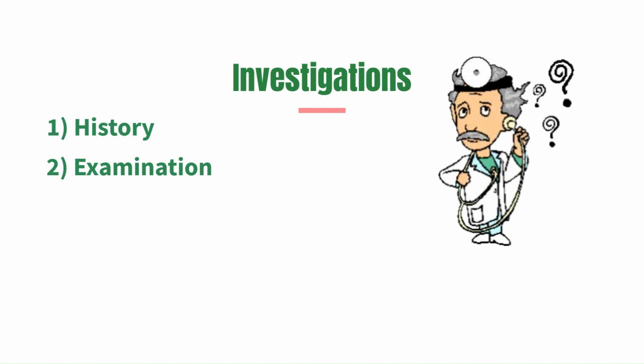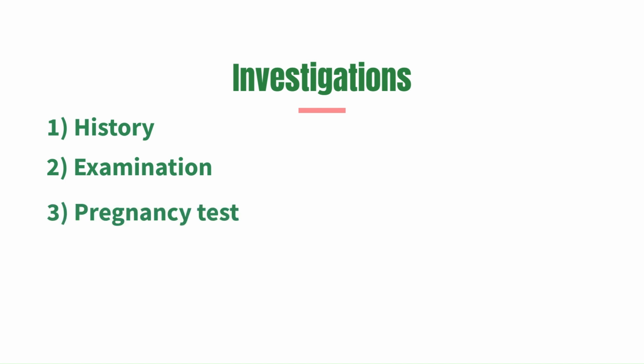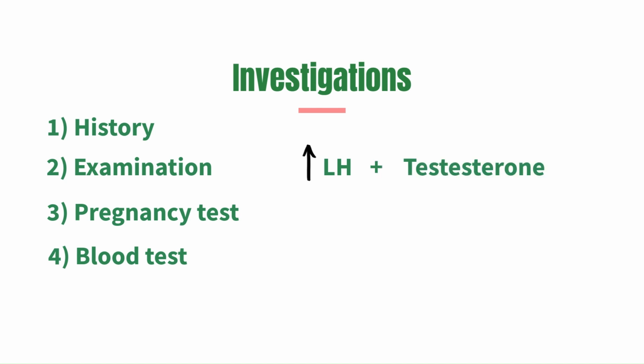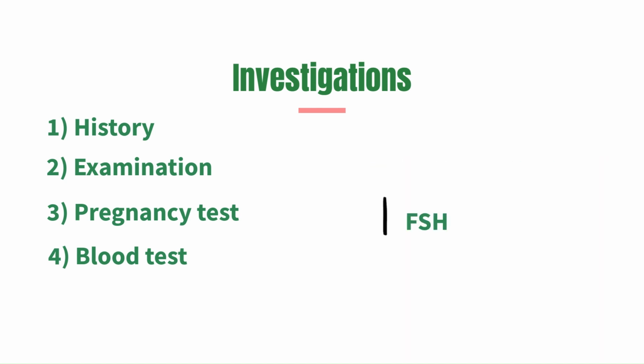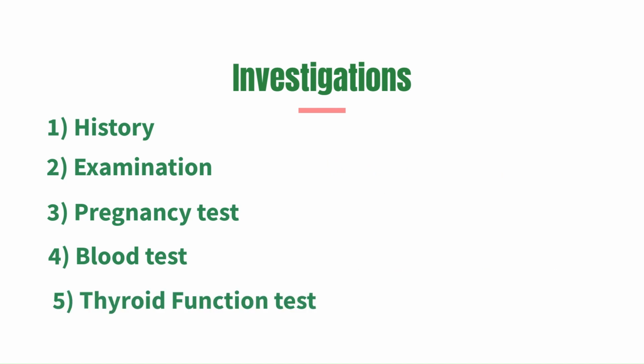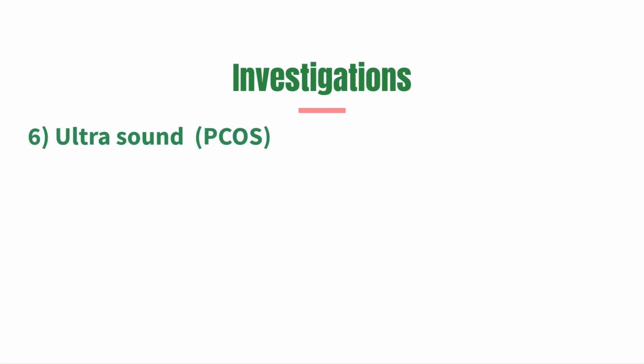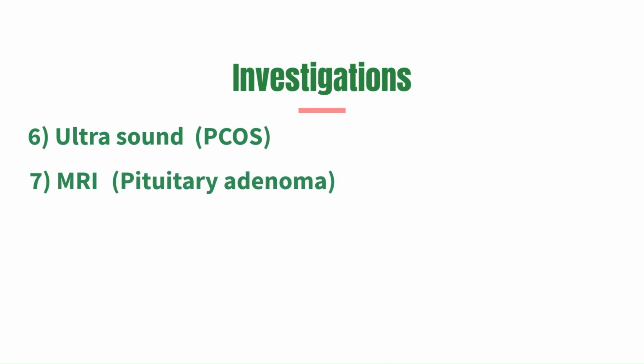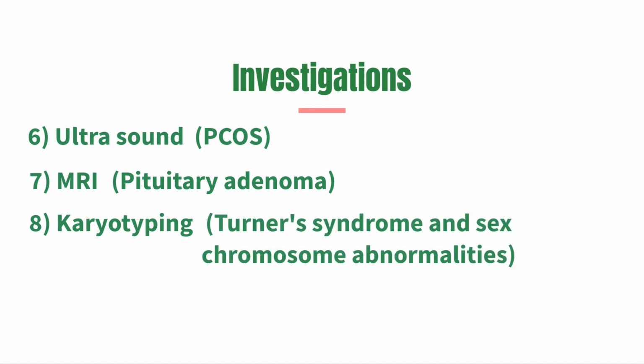In investigations, we do history and examination, which will guide us the choice and order of investigations. Pregnancy test if sexually active, blood tests for luteinizing hormone, follicle stimulating hormone, and testosterone. Raised LH or testosterone is suggestive of PCOS, raised FSH suggestive of POF, raised prolactin level suggestive of prolactinoma. Thyroid function test, ultrasound to check appearances of polycystic ovaries, and MRI of the brain if the symptoms are consistent with pituitary adenoma. Karyotyping is diagnostic for Turner syndrome and sex chromosome abnormalities.